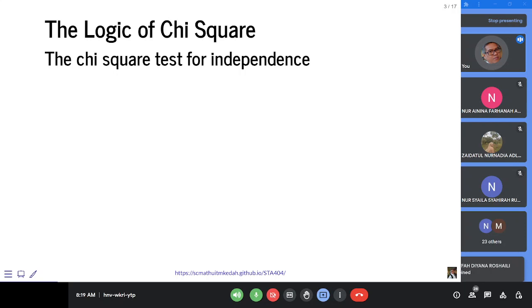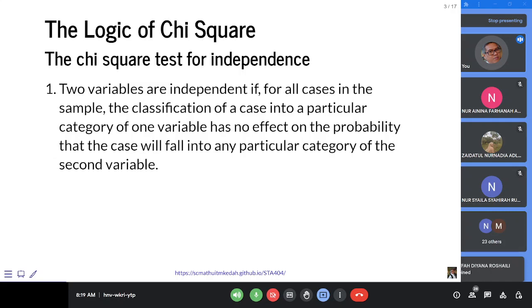Okay, the logic of the chi-square test for independence. First, two variables are independent if, for all cases in the sample, the classification of a case into a particular category of one variable has no effect on the probability that the case will fall into any particular category of the second variable. So what is meant here, the sentence is long, is that when we classify into a category of one variable, it does not affect the probability that the case will also fall in a particular category in the second variable.